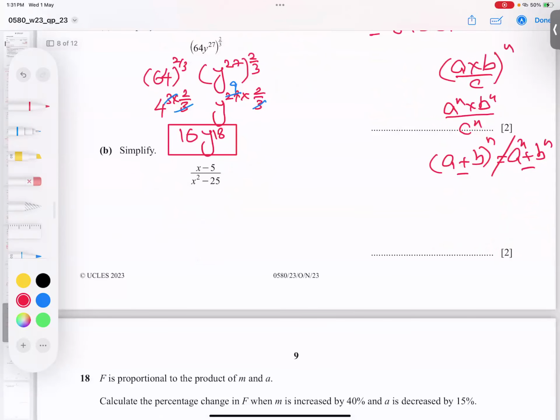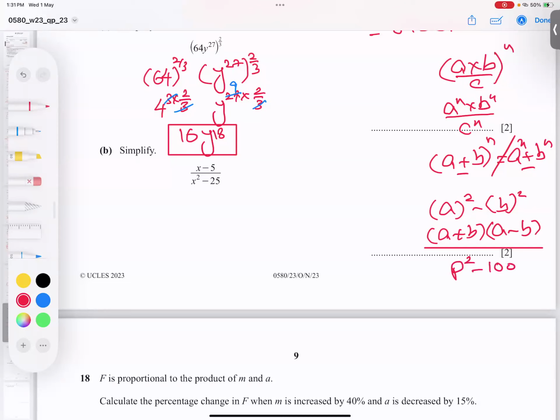This is also one of the important questions, factorization, especially two-term factorization. Whenever you have a squared minus b squared, two terms in the bracket, power 2s, and negative in the middle, one time a plus b in the bracket add, and one time subtract. Example, if I have p to power 2 minus 100, this is the square of p, this is the square of 10, so we can write p plus 10 into p minus 10. I believe you got this extra point.